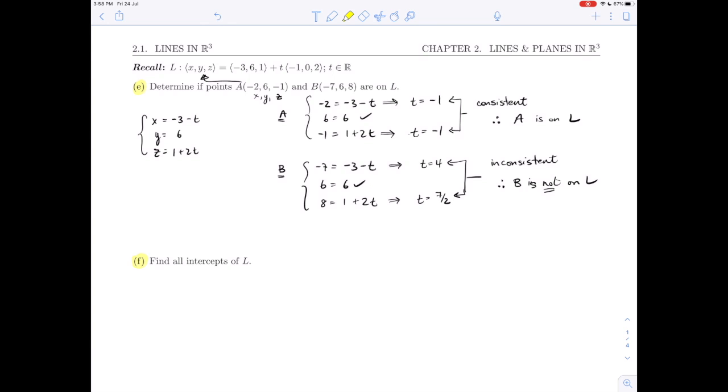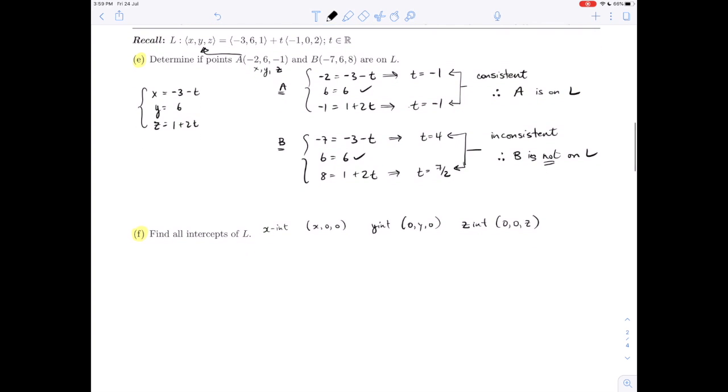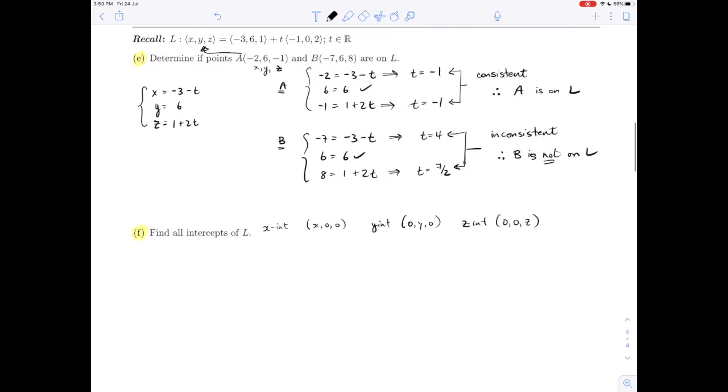F, find all of the intercepts of L. So intercepts, this is something that you may not have dealt with in 3 dimensions. The x-intercept is when y and z are 0, so x, 0, 0. Similarly, the y-intercept is going to look like 0, y, 0, and a z-intercept will look like 0, 0, z. So what we have to do to find each of these intercepts is to plug in and see if we can solve, just like we did in part E for each of these.